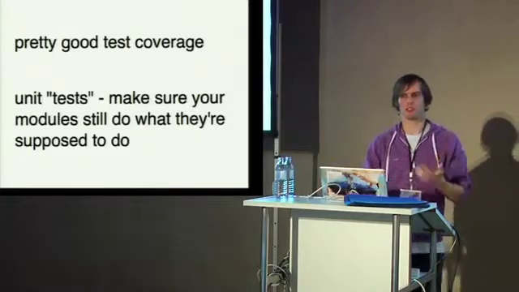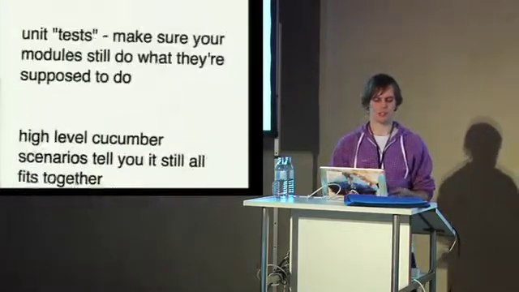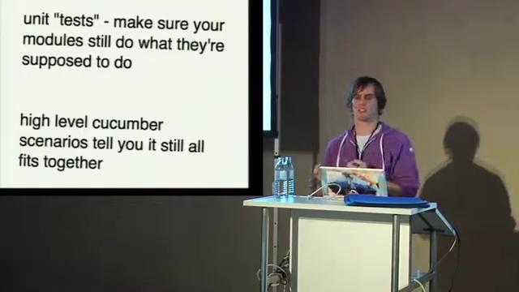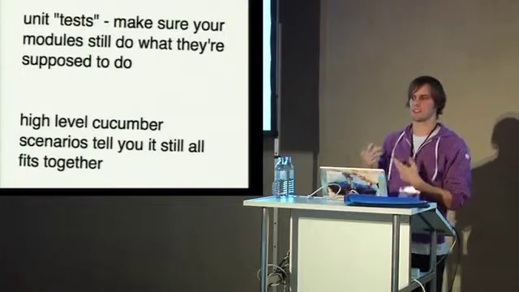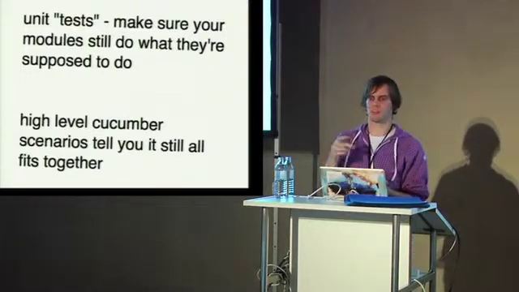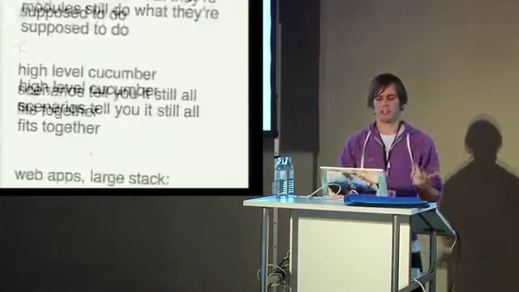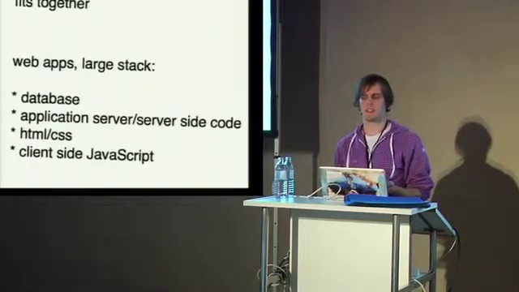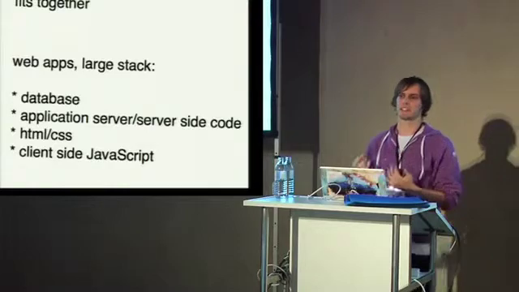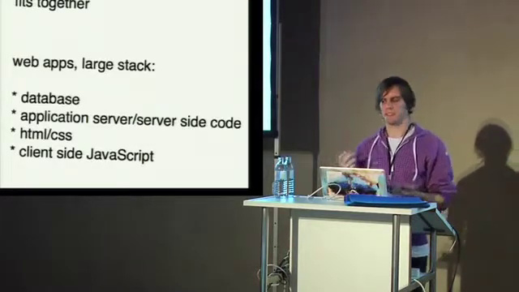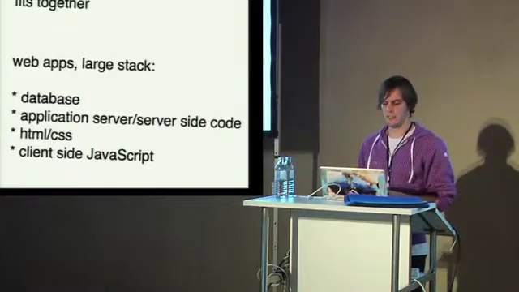So you have those if you do it, and then you also have these high-level tests as well, these Cucumber scenarios. And they tell you that your different layers still work together, because a unit test only tests one method or one object, but what you really need, if you have a stack like web apps have, is to make sure that your different layers still fit together. So you have the database, maybe an app server, and then HTML and the client-side code, and all that.